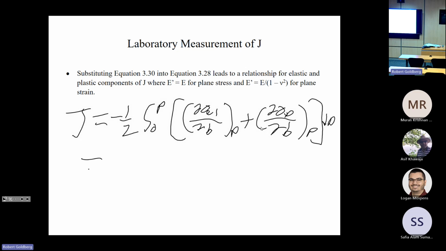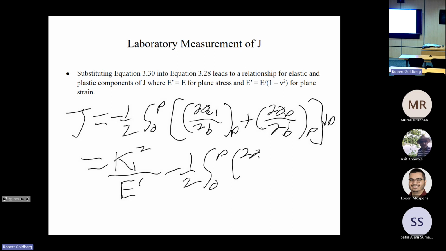And you can do the math and you can derive that it's equal to the square of the stress intensity factor over E prime minus 1/2 the integral of 0 to P of the derivative of the delta P with respect to B for the case of constant load, integrating over dP. So we only need to be concerned about the plastic displacements because the solution for the elastic components is already available.